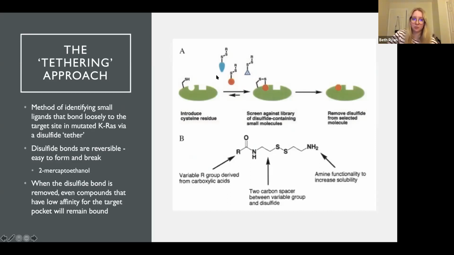So this is a picture from that paper. And so there's that cysteine. It's the only amino acid with a thiol group. And you kind of bombard it with all these small molecules that have disulfide bonds, which are easy to form and break. And then 2-mercaptoethanol is just a disulfide bond reducing agent.